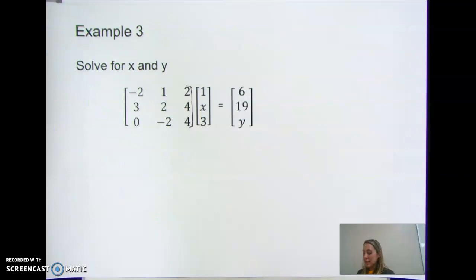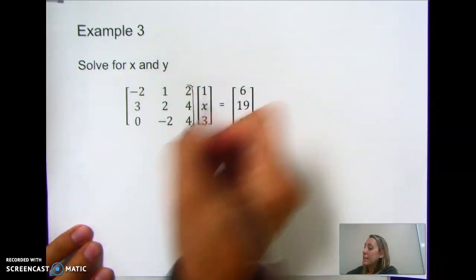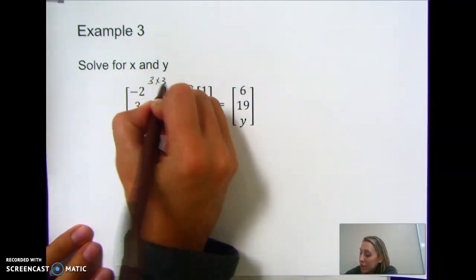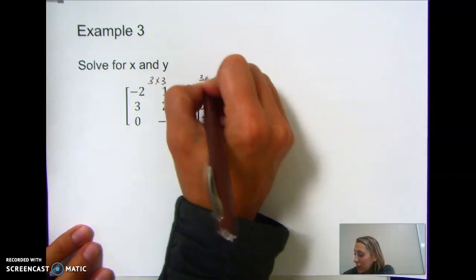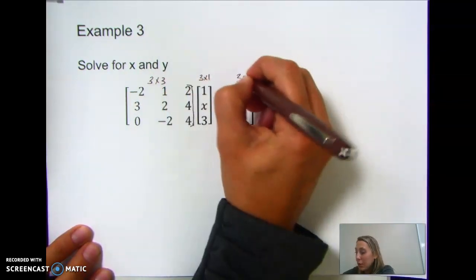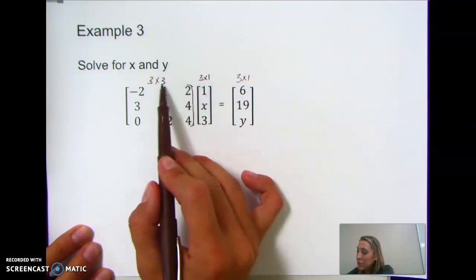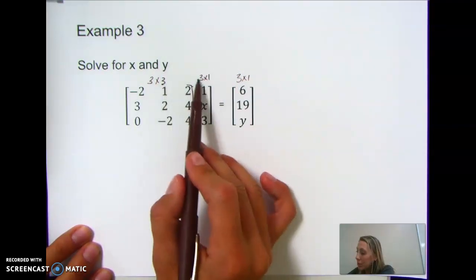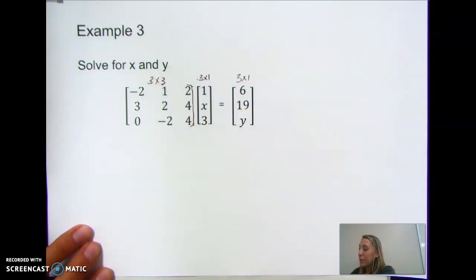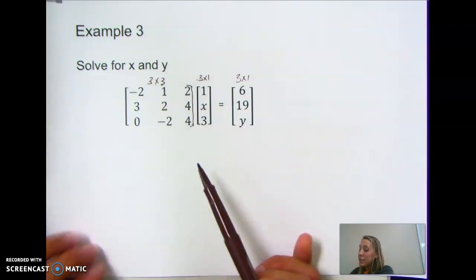Okay, this is our last example. So we are given something where it equals something, and we're going to solve for x and y. This is a 3 by 3 matrix. This is a 3 by 1, and this is a 3 by 1. If we look at this, we should be able to multiply these because the middle numbers match, this column by these rows, and our answer should be a 3 by 1, which it is. So we're great. All right, so here's where it gets a little bit tricky.